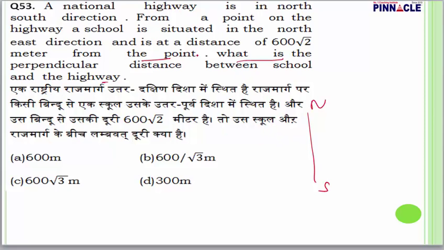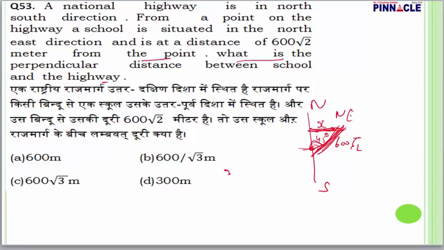Now, from a point on the highway, a school is situated in the northeast direction, and its distance is 600 root 2 from the point. What is the perpendicular distance between the school and the highway? We have to find the value of this. Now this is 600 root 2. Northeast is 45 degrees, angle 45, and we have to find the value of x.